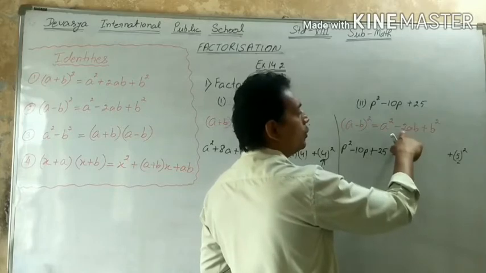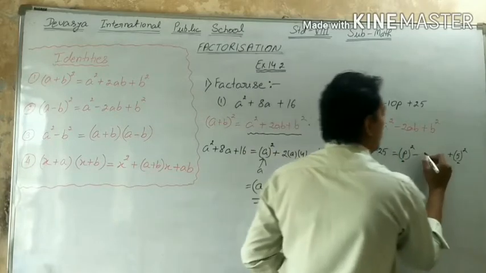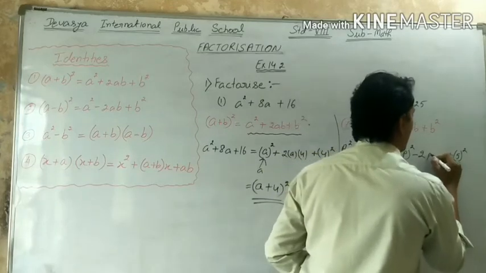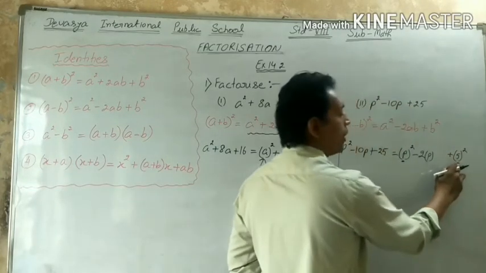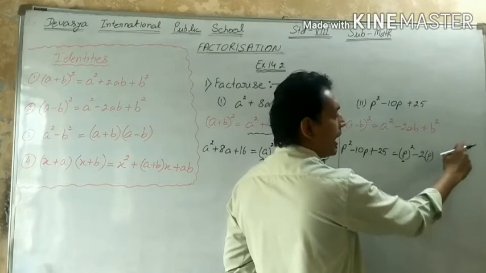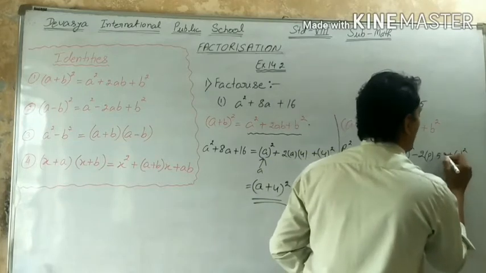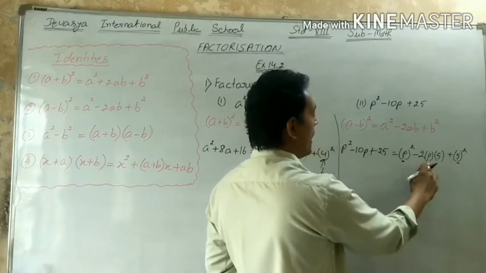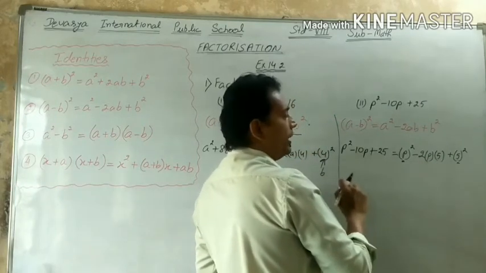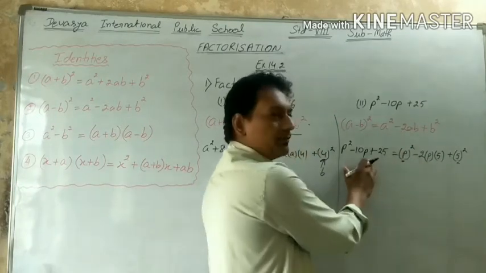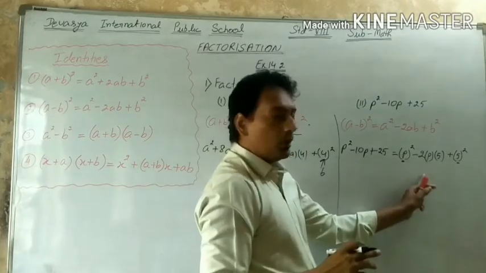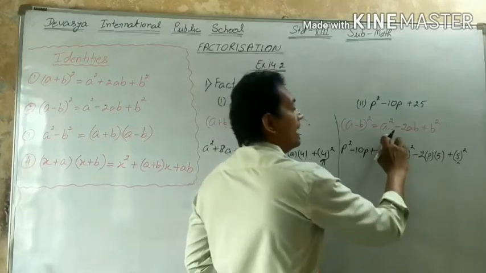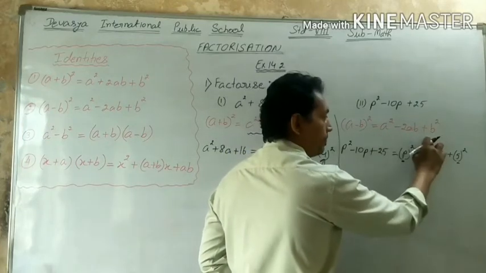Middle term says 2 into A into B. So 2 into A is our P, into B. What is B? B is the quantity which is in the last bracket. So this is 5. Clearly, when we multiply 2 into 5 into P, we get 10P. Okay? So we have modified our expression in such a form so that it fits into the right hand side of our identity.